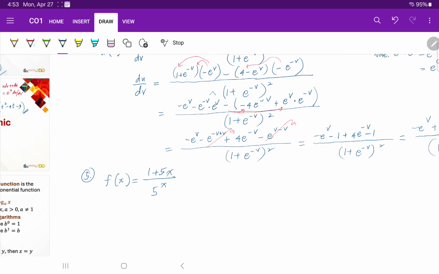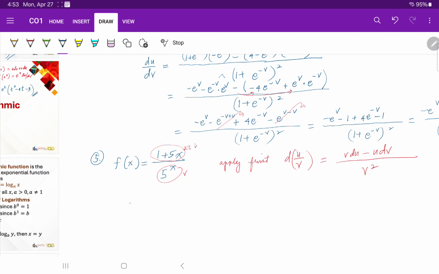What will you apply first? We apply first the derivative of a quotient, u over v. So, this is u, and this is v. Alright. So, we have here what? For u over v, it's v du minus u dv over v squared. Right. So, what is our f prime of x? You'll have, copy v. What is our v? 5 to the x.